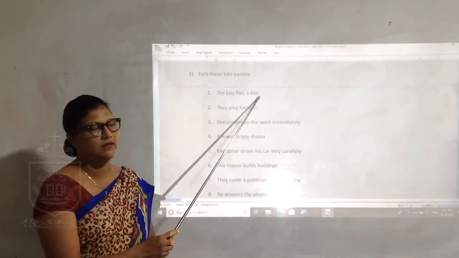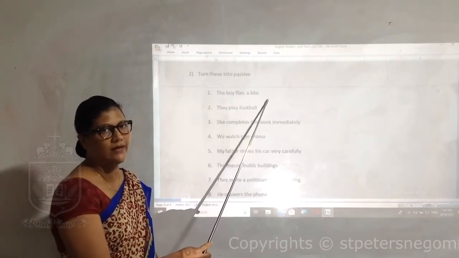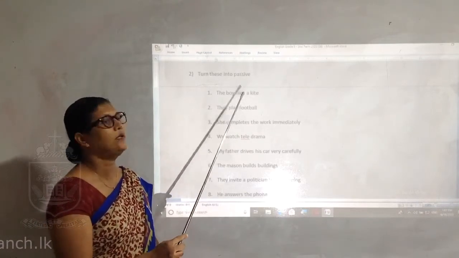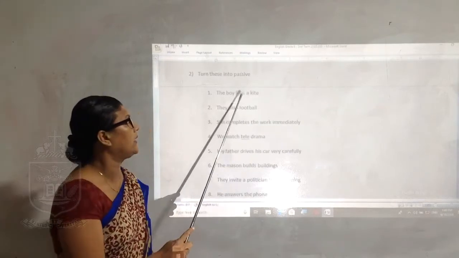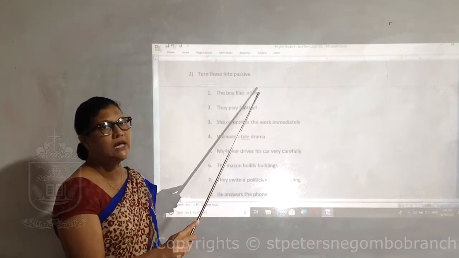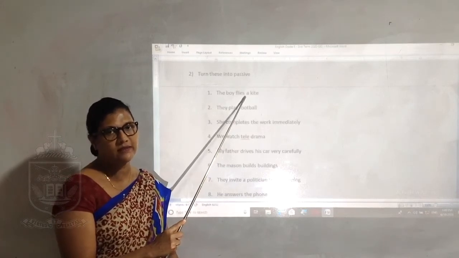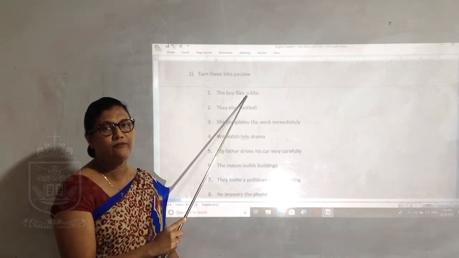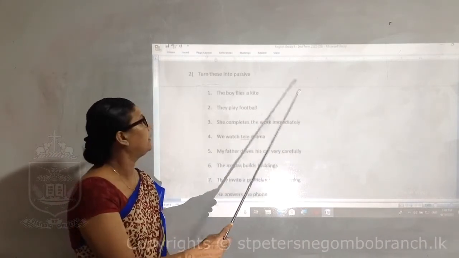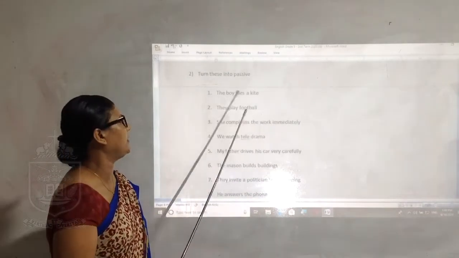The boy flies a kite. That is a simple present tense sentence. What is the object here? A kite. So for a passive voice sentence, you need to write "a kite" at the beginning. Then you need the auxiliary or helping be verb. According to the number of this object, you decide the helping be verb. This is singular, so you need "is". Flies: what is the past participle form of flies? Go to your list and see. Fly, flew, last column, flown. A kite is flown. Then you need the word "by", and after it, the boy. A kite is flown by the boy.